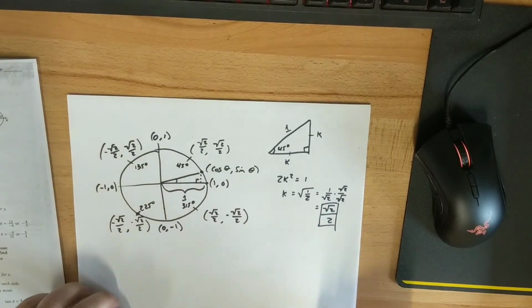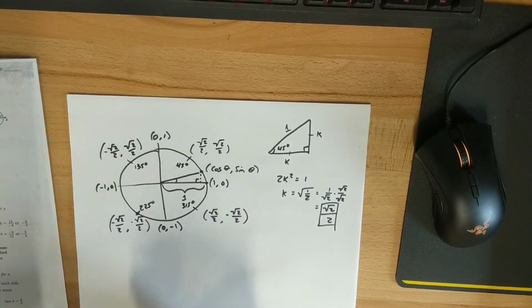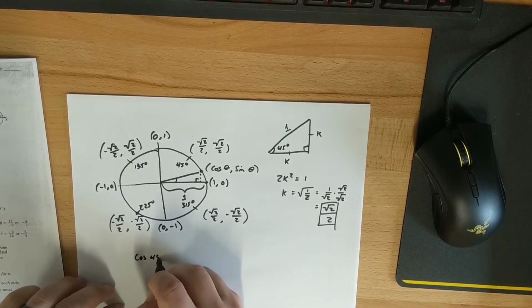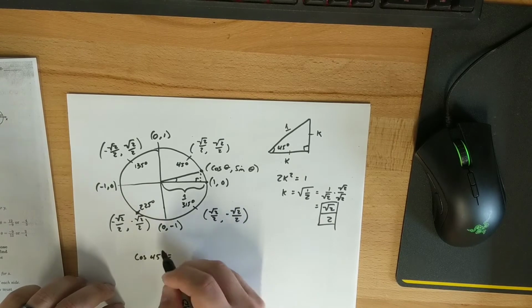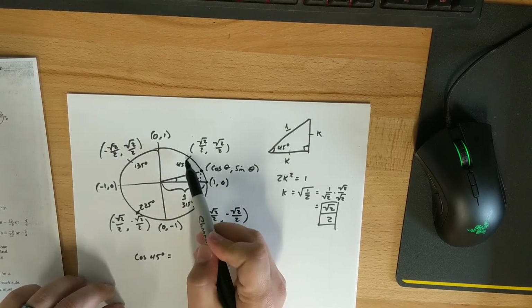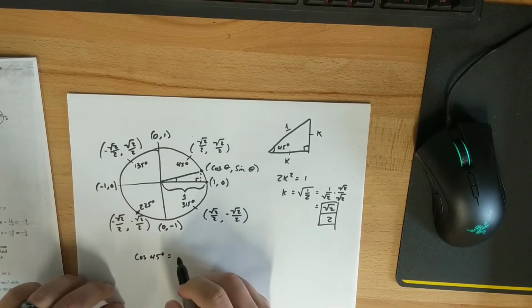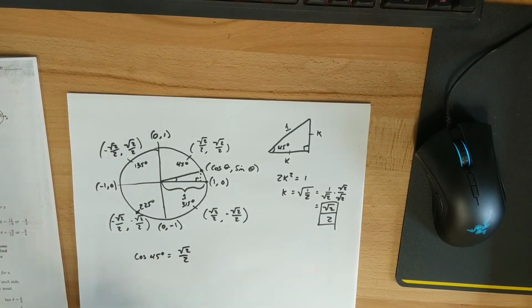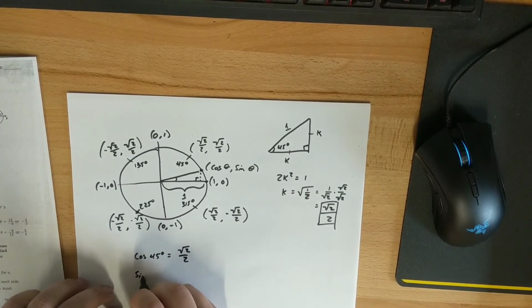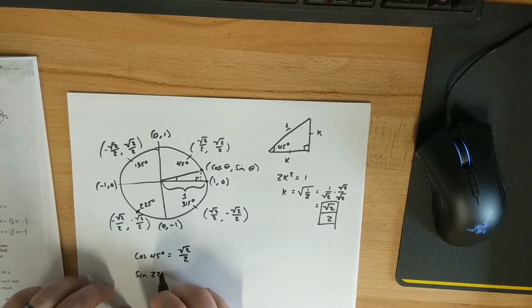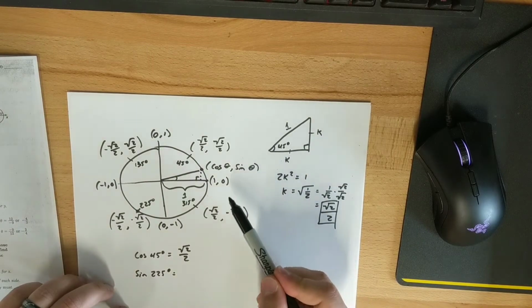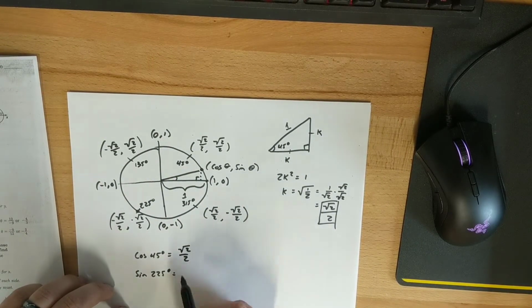There we go. Now I can say, what is the cosine of 45 degrees? I look at 45 degrees right here, I look at my cosine as my x, and check it out, that's root 2 over 2. Okay, what is the sine of 225? The sine is the y-coordinate, and I look over at 225, I look at the y-coordinate, and it is negative root 2 over 2.